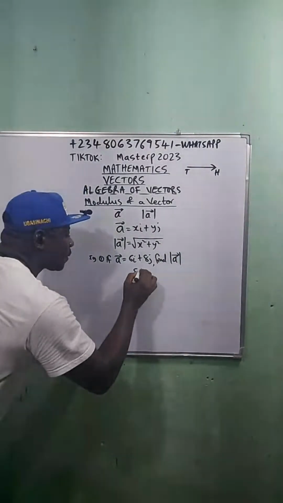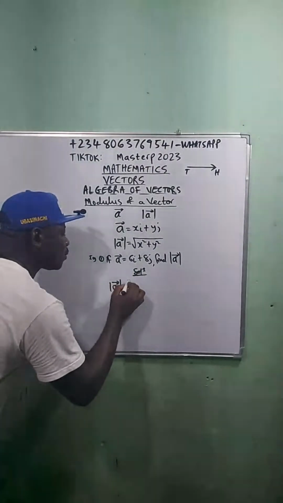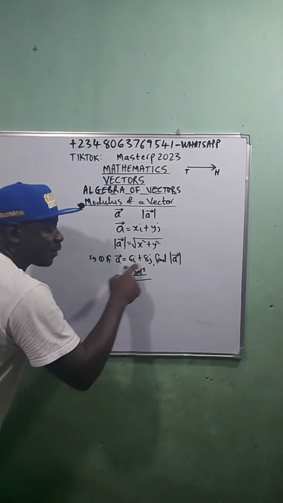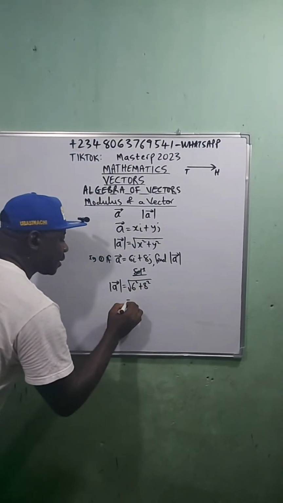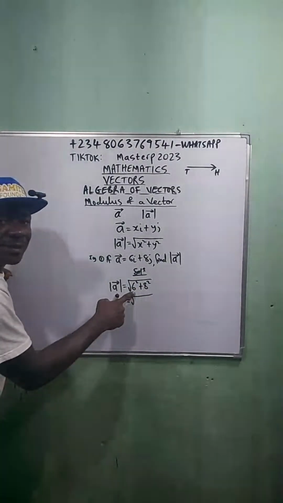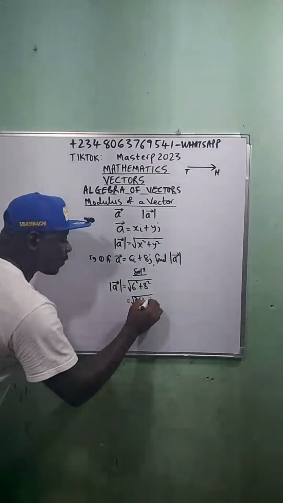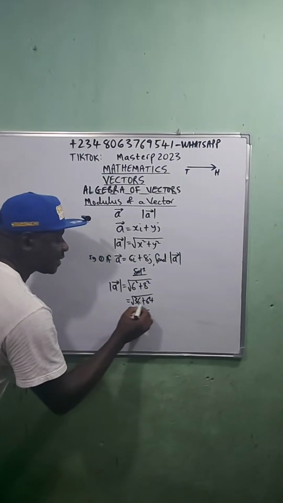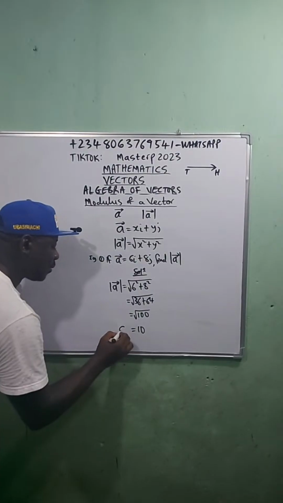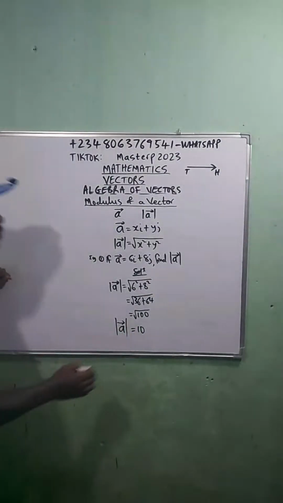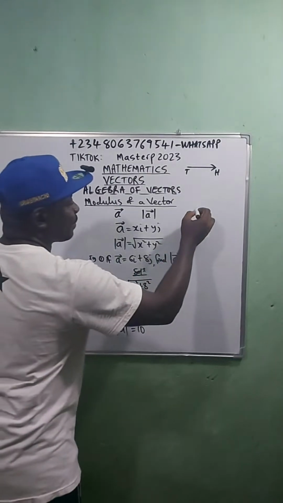So solution. The modulus of this vector will simply equal the square root of the coefficients of the i and j components, that's 6 squared plus 8 squared. 6 squared means 6 times 6, which is 36. 8 squared means 8 times 8, which is 64. 36 plus 64 will be 100, and the square root of 100 is going to be 10. So the modulus of the vector is 10. And you can represent it in a diagram.